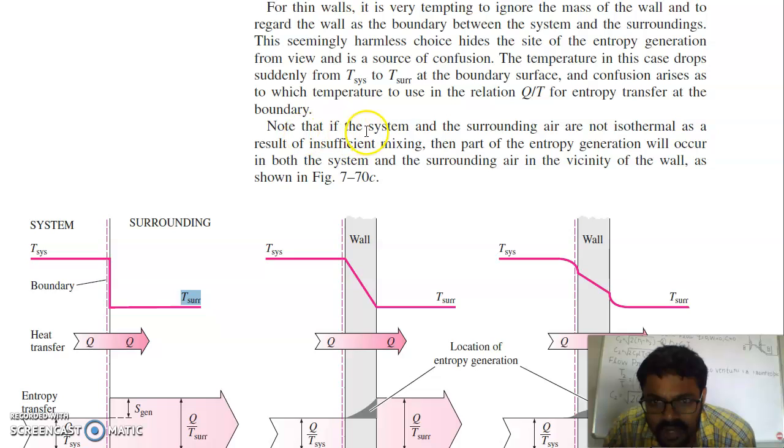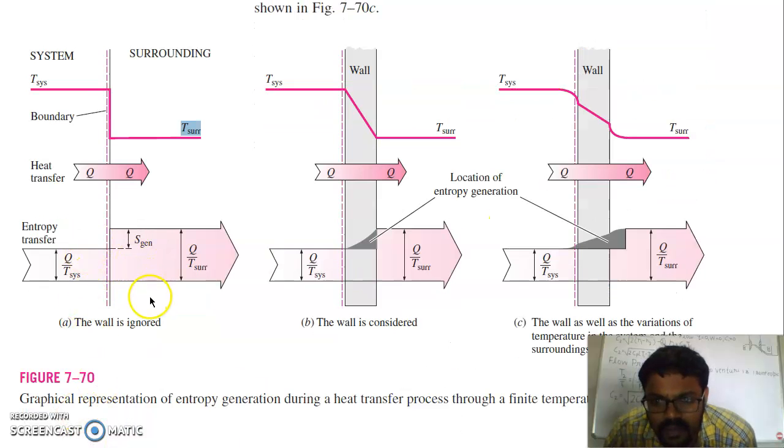Note that if the system and surrounding air are not isothermal as a result of insufficient mixing, then part of the entropy generation will occur in both the system and surrounding air in the vicinity of the wall. This figure shows the entropy generation during a heat transfer process through a finite temperature difference. This is when the wall is ignored. This is the case when you consider the wall, and this is the case where the wall as well as the variation of temperature in the system and the surrounding air are considered.